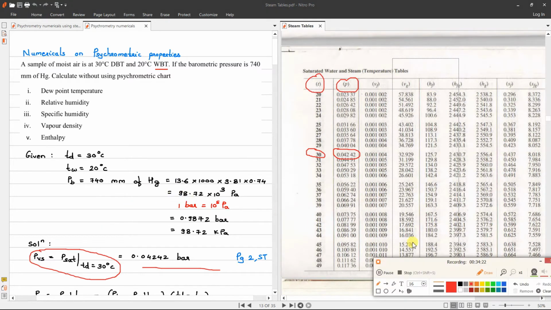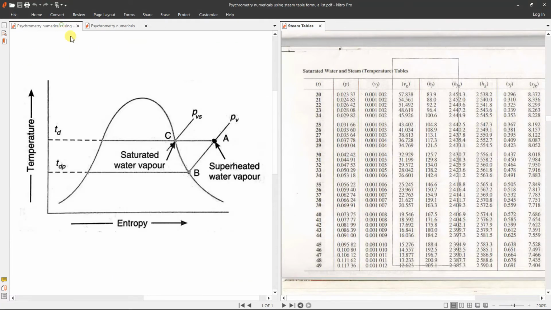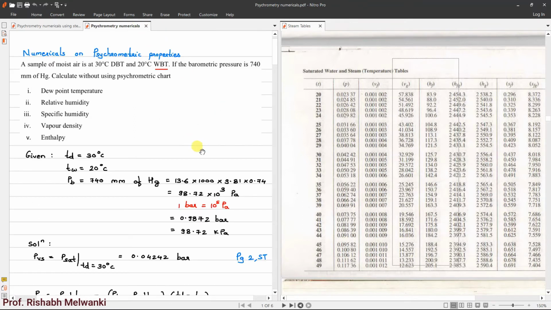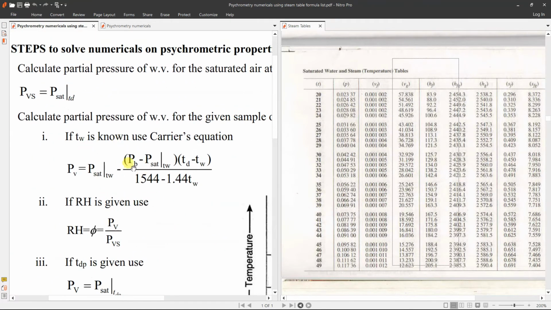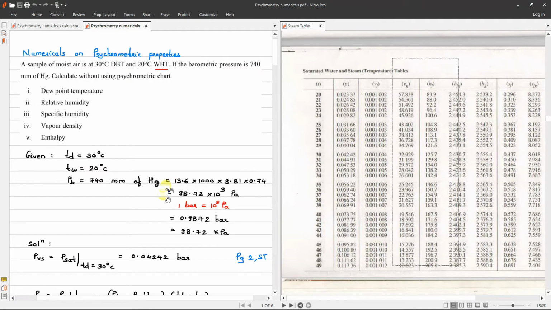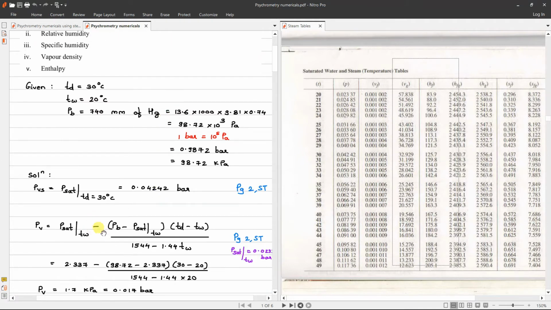Okay, now next step we will see. We have to calculate PV. What is PV? This value we have to calculate, the PV value. What is the partial pressure of vapor? That we have to calculate, water vapor. Okay, now since wet bulb temperature is given, we have to use which equation? We have to use this Carrier equation. So I have written down the Carrier equation. Now understand how to substitute the values in this Carrier equation.